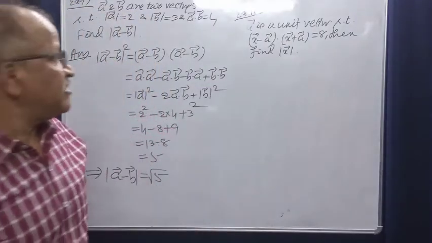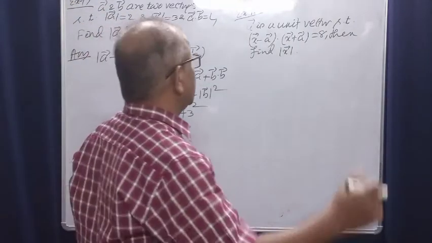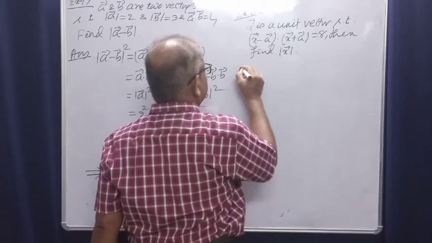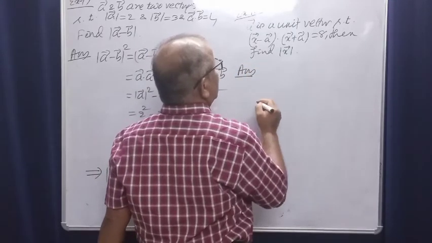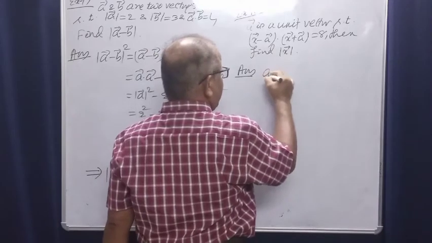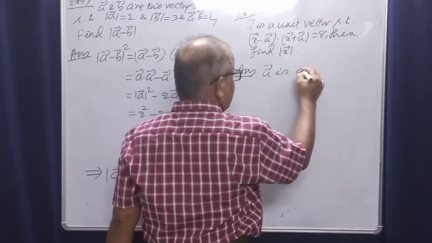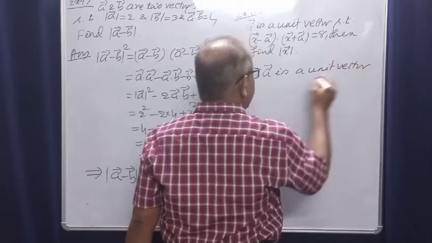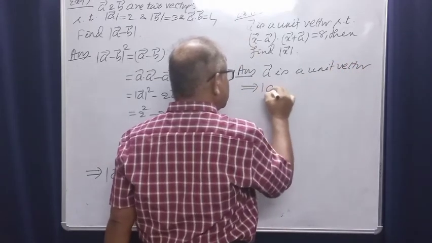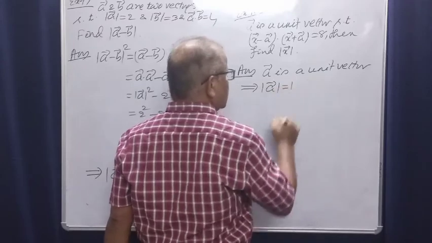How will you get magnitude of x? Let us see. Yes, a is a unit vector. It is a unit vector, means magnitude of this vector is 1.